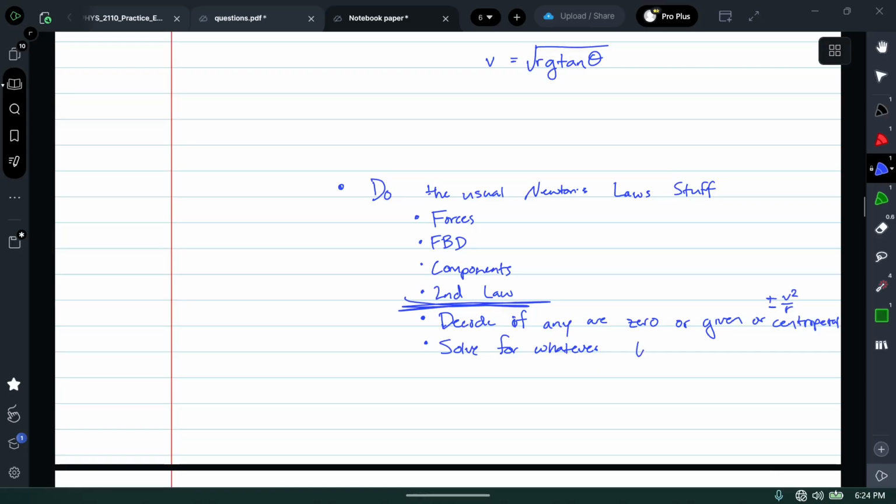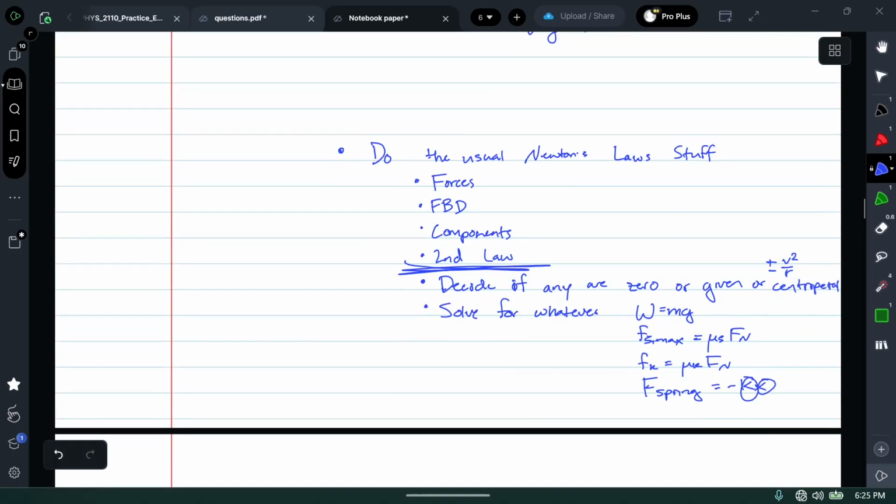And that can include things like remembering that weight is mg, or that the maximum static friction is coefficient times normal force, or that kinetic looks the same but with a different coefficient. Or, again, bringing in that centripetal stuff. Or for other forces, like we will talk about springs later, there are other constitutive relations, which is just saying what contributes to this force, what does it care about? For a spring, it cares how much it was stretched, that's x, and then what it's made of, that determines the spring constant. All right, so that's your general procedure.